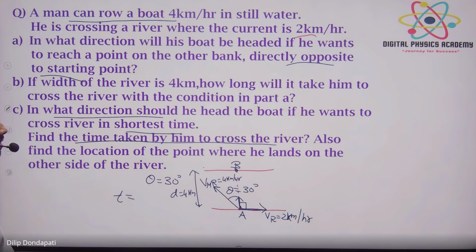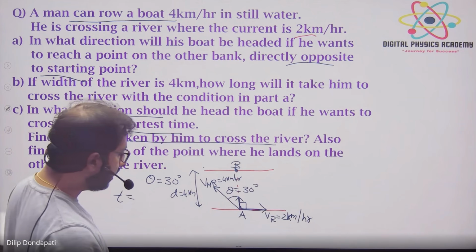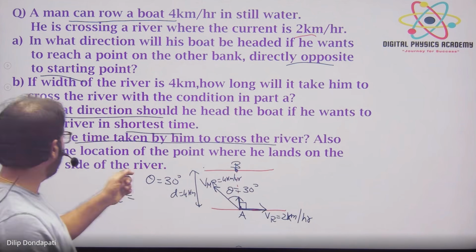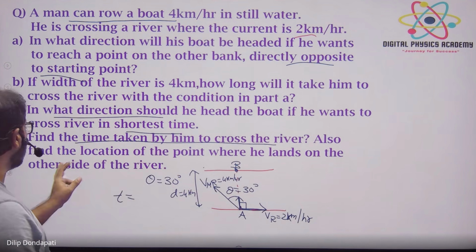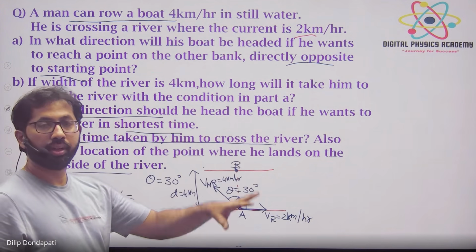Oh, then the second answer is also 2 by root 3 hours, right? Hours only. Oh, yeah, sir. 1 hour, my bad. And he's telling a drift. So he will ask the location of the point where he lands on the other side of the river, which means nothing but drift.